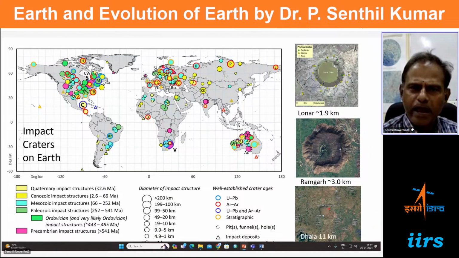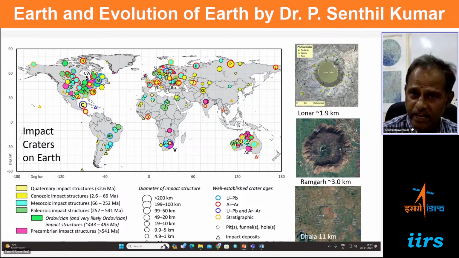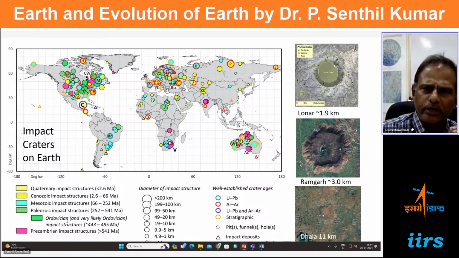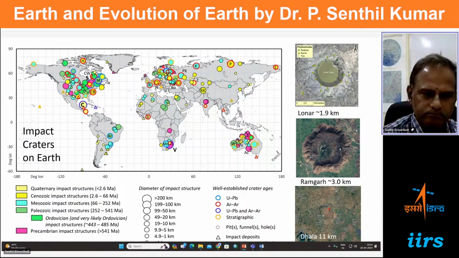Yeah, look at this map. It tells you so many impact craters formed on the surface of the Earth. So far, we know about 200 craters formed on the surface of Earth, but there are several craters formed, but all of them are eroded. We only have a few tens of them. Some of them also formed during Archean time.